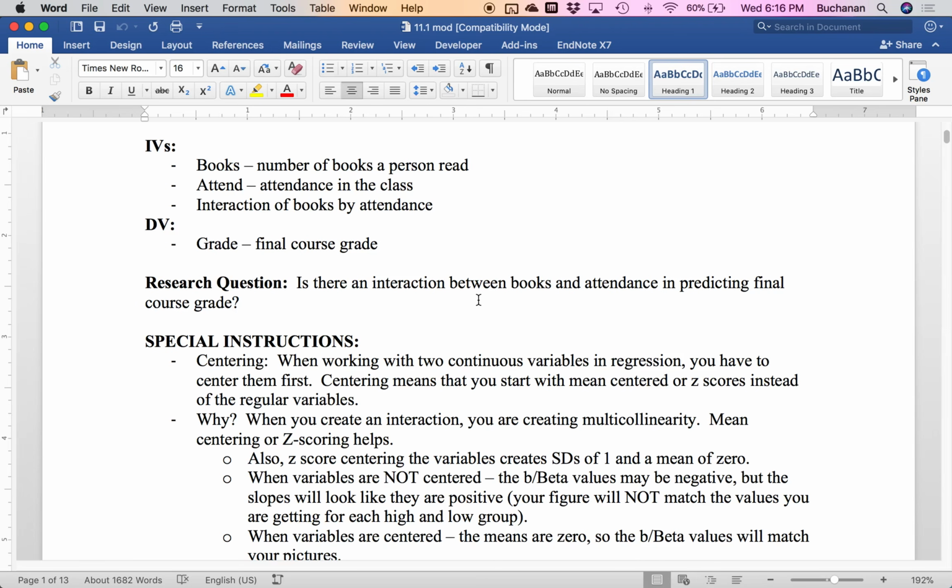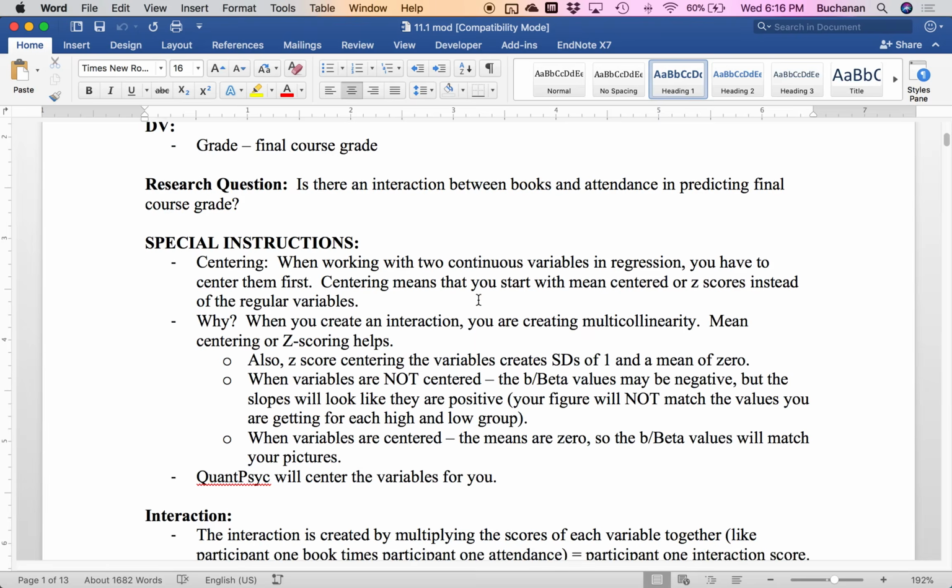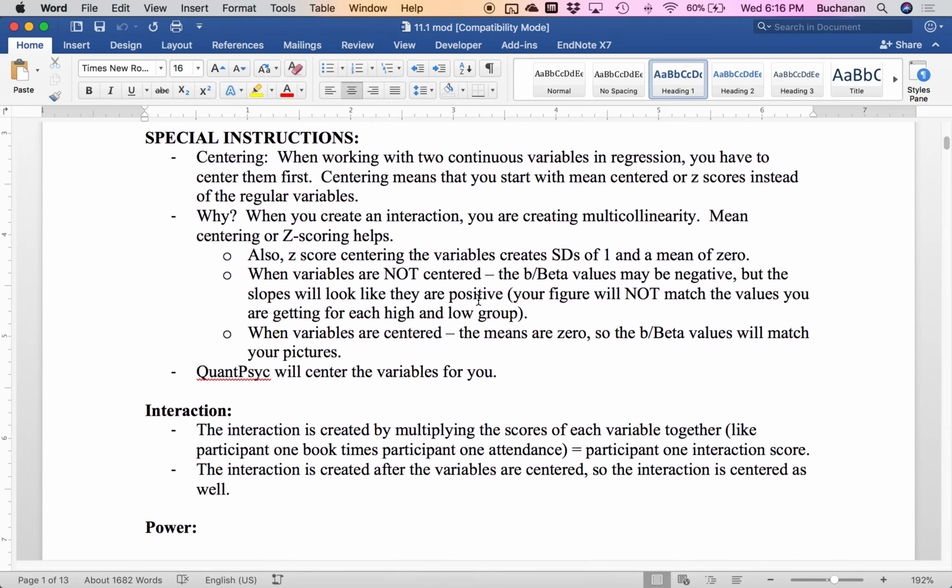Okay, so let's look at the interaction between books and attendance in predicting final course grade. Some special instructions for moderation involve centering. Centering is where you take your variable and move it so zero is the middle. This is really useful. It has two main purposes, and you should put a star next to this if you're in my class, because this is always a quiz question. When you're working with continuous variables, you want to center them. Generally we do mean centering. You could do z-scores, but I like mean centering better.